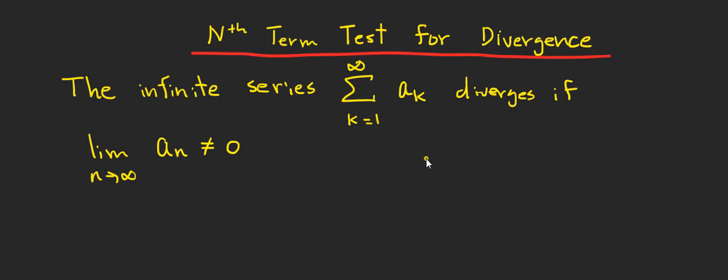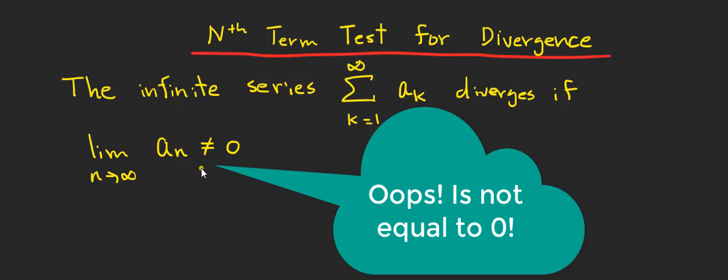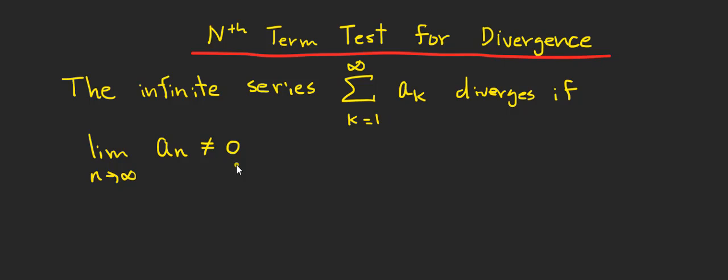Well, according to the n-term test for divergence, the infinite series diverges if the limit as n goes to infinity of a of n does not equal 0. Again, the infinite series diverges if this happens.